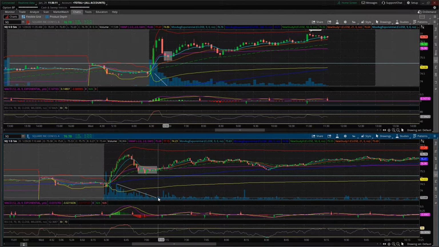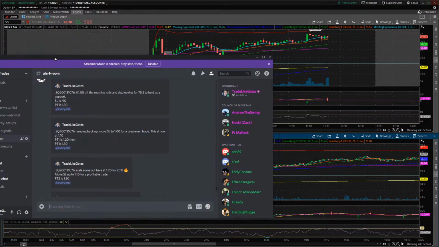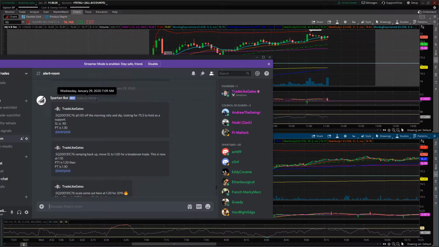Right here, that's where I saw this first volume spike on the 1 minute chart at 7:10. And if I just pull this over to you so you can see here, the timestamp here was 7:09. Okay, so maybe there's a 1 minute time delay or something, but it was on that candle. Said here's the contracts that we're taking.